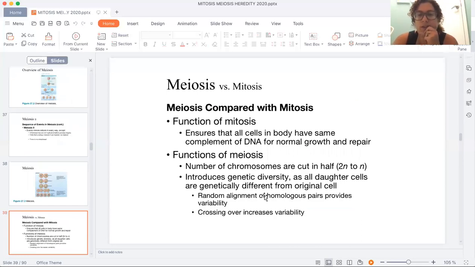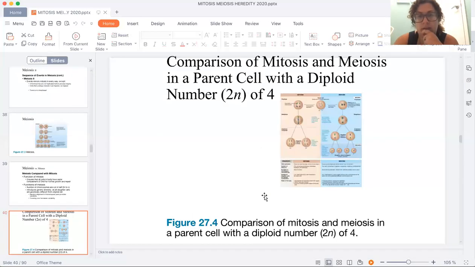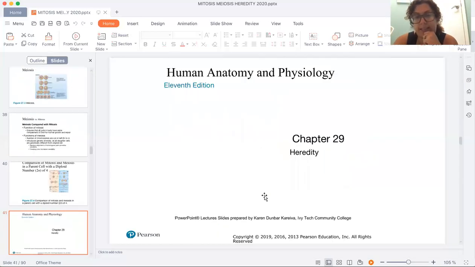And as far as mitosis, remember their job is to just divide and ensure that cells in all the body have the same complement of DNA for normal growth and repair. This is all just a kind of duplicate of what I've been saying, and that is meiosis in a nutshell. We went through for each male and female how meiosis 1 and meiosis 2 look different, and you're expected to understand that and know that by now. Any questions, please reach out.